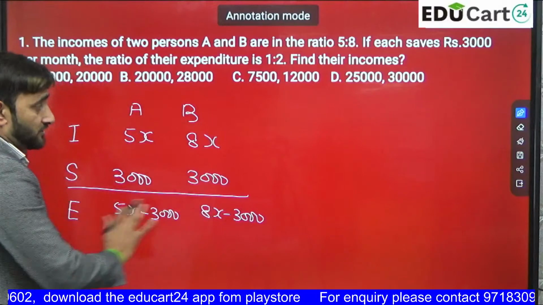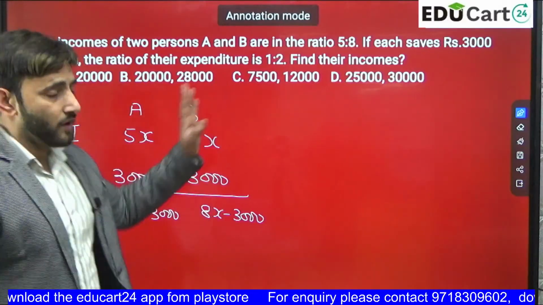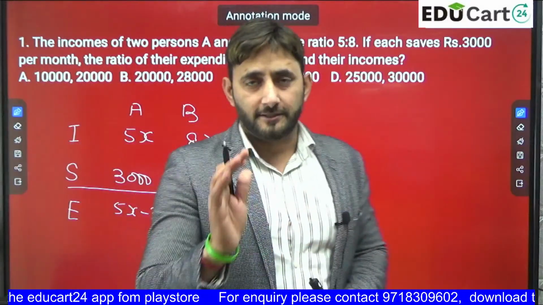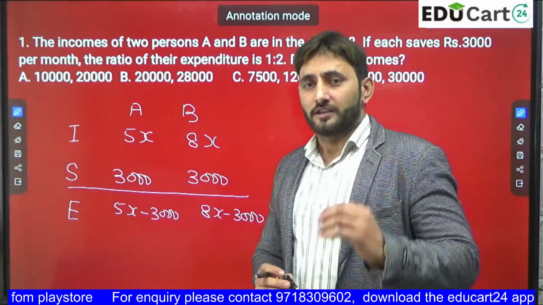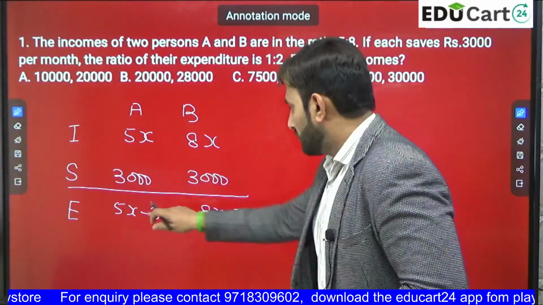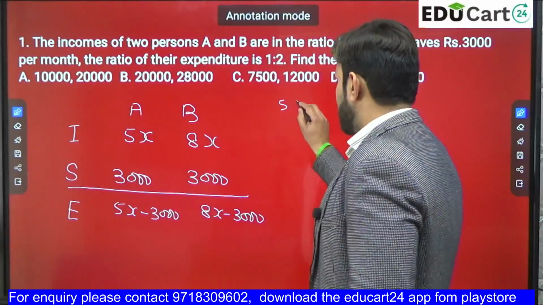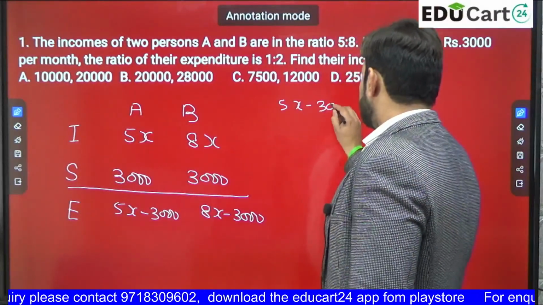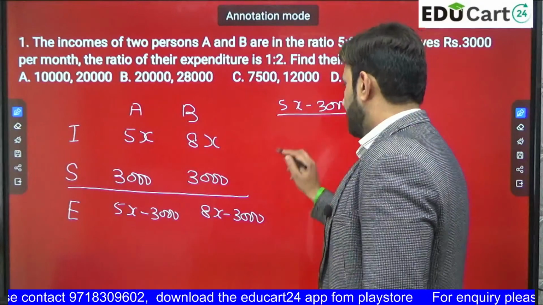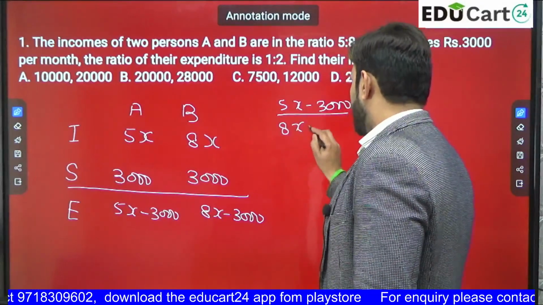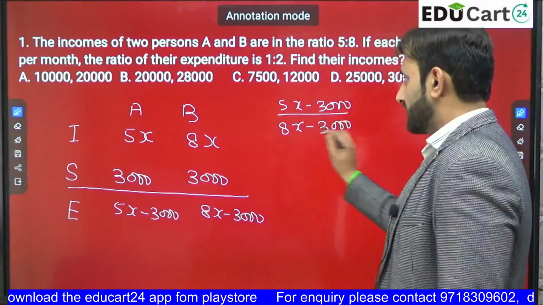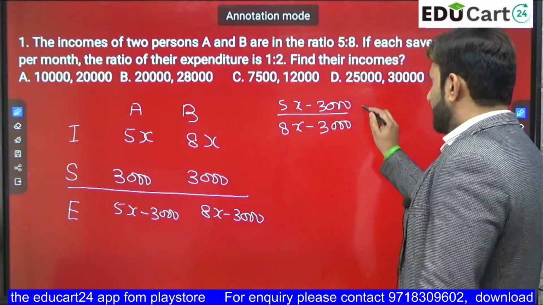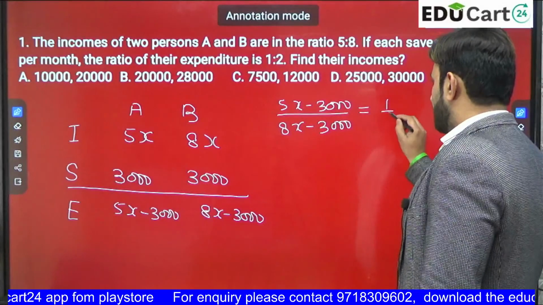This and this, their expenditure ratio is 1:2. First of all, I am giving you a very general formula. So let us find this: 5x minus 3,000 divided by 8x minus 3,000. Income minus saving gives the expenditures, and the expenditure ratio is 1:2.